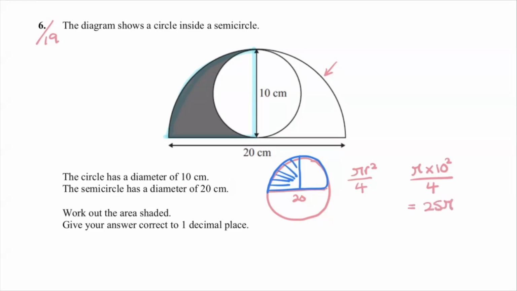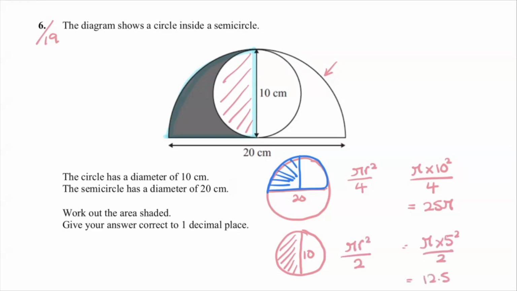Now I could change that into the decimal, but if I do that, I've got quite a complicated number to then have to work with. So I'm just literally going to leave 25 pi as it is for now. Now I'm going to look at the circle. So I've got the circle, which has a diameter of 10, and I want all half. I want all of that section. So that is going to be pi r squared divided by 2. Now remember to use your radius, and that gives us 12.5 pi.